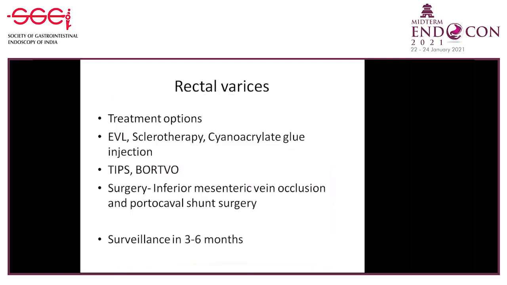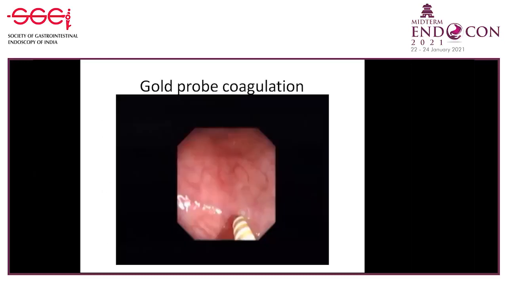So here, this is rectal varices. What are the options? The treatment options can be banding, sclerotherapy, cyanoacrylate glue injection. It is not very clear, and the only problem is there can be recurrence. And if there is an incessant bleed, you can go for TIPS or BRTO, and surgery. Surgery is, of course, the last option. Mostly, we'd like to go for a TIPS or a BRTO. And surveillance, it's better to do it once in 3 to 6 months.